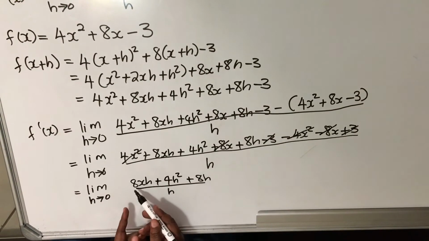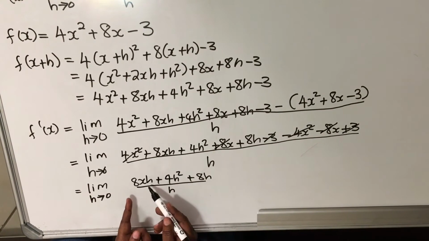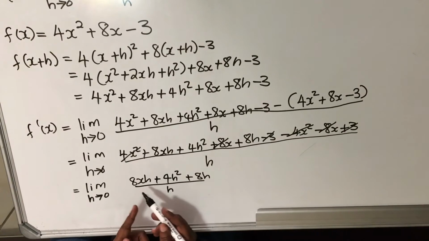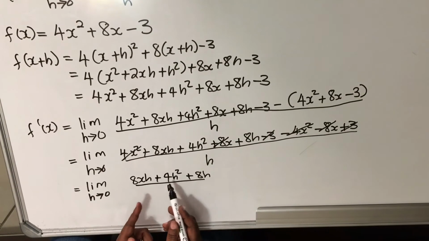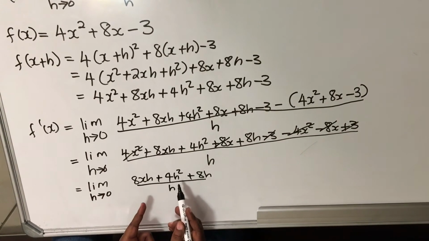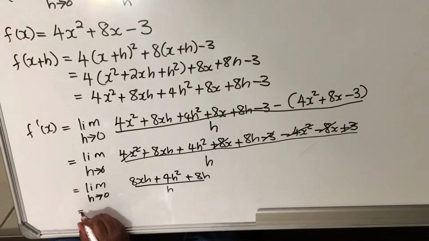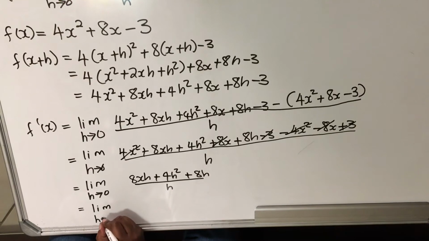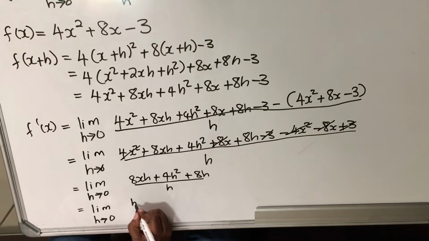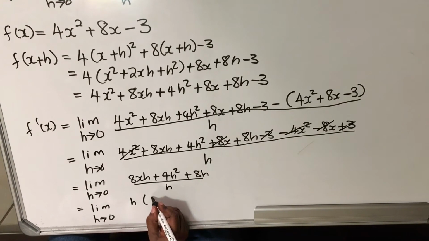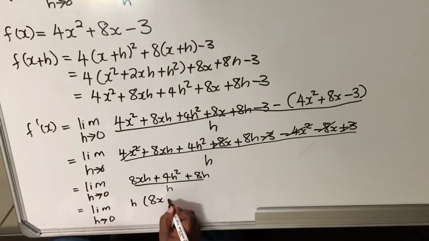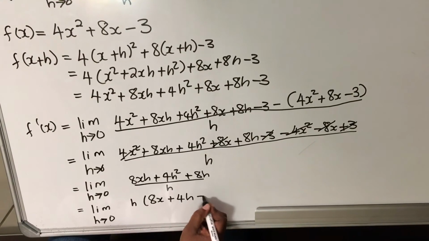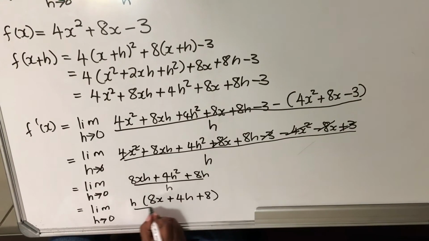You see your common factor is 4, but you never take out the 4. If you take it out, you have to multiply it back. You only take out the h. So you always write this limit. When you stop writing that, you lose marks. My common factor is h. I'm left with 8x plus 4h plus 8, divided by h.